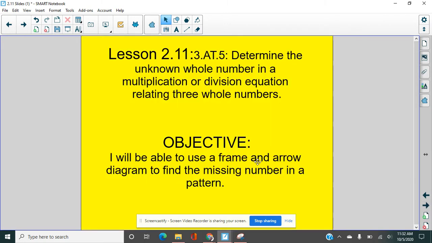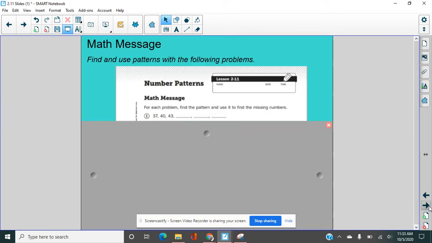And our goal today is to be able to use a frame and arrow diagram to find the missing number in a pattern. Now, if you don't know what a frame and arrow diagram is, don't worry, you're about to find out in a few minutes. All right, we're going to start with this math message problem. So look at these three numbers, 37, 40, 43. What do you think the next three numbers would be?